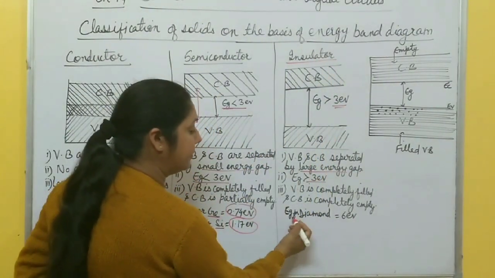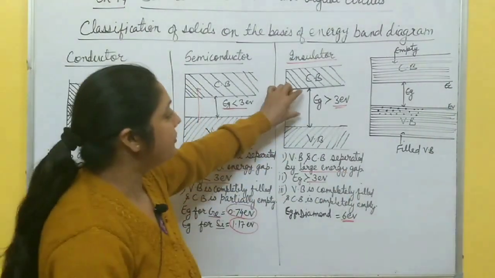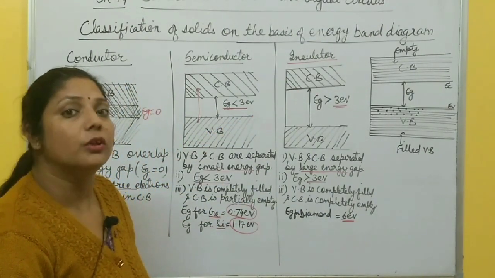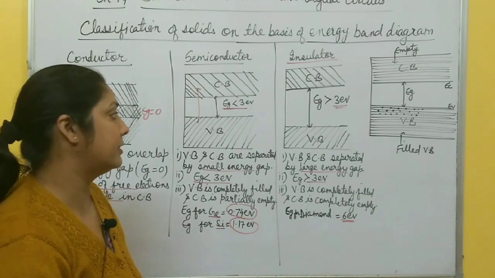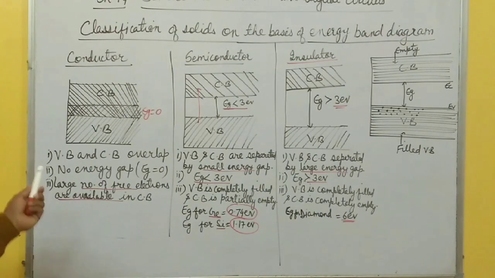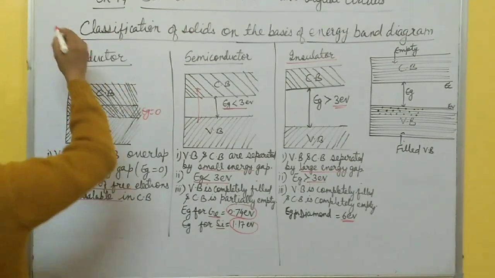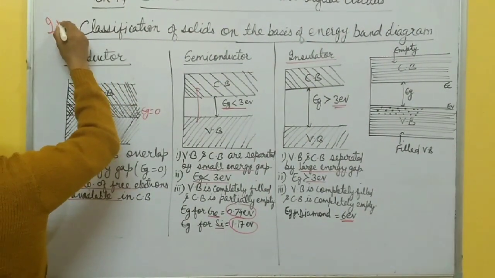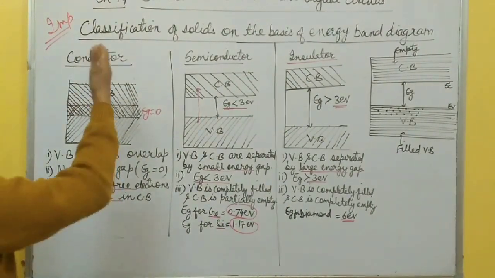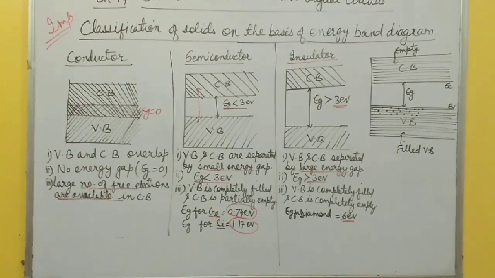For example, diamond: the energy gap for diamond is 6 electron volt. That's why its energy gap is large, so its electrical conductivity is very low. It is a poor conductor of electricity. So these are the differences between conductor, insulator and semiconductor on the basis of energy band diagram. You must remember this one. This question is very important: distinction between conductor, insulator and semiconductor on the basis of energy band diagram. You must draw diagrams of these types and write 2 or 3 points. Okay, take a screenshot of this one.